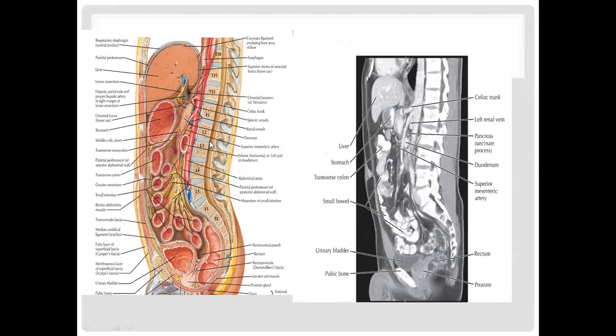Again, this is a sagittal view. This is the head and body of the pancreas, and this is the left renal vein, also present in this view. The coils of the small intestine and the duodenum are also seen.